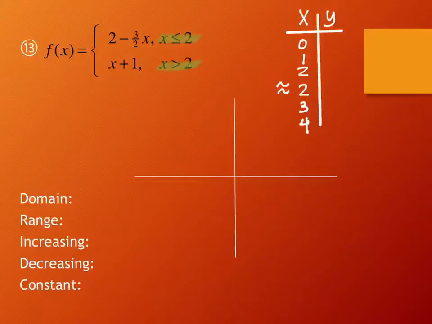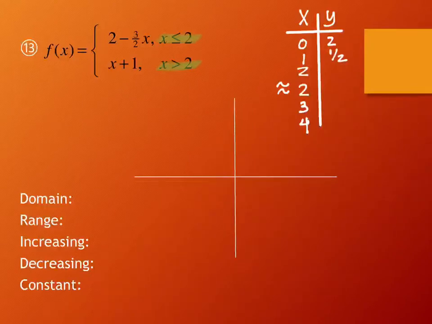0 works really nicely in the first equation because 3 halves times 0 is 0. 2 minus 0 would be 2. 1 is not quite as friendly, right? Because now I have 2 times 1 minus 3 halves, where the 1 is plugging in. So 2, which would be 4 halves, minus 3 halves would be 1 half. So I'll write it in.